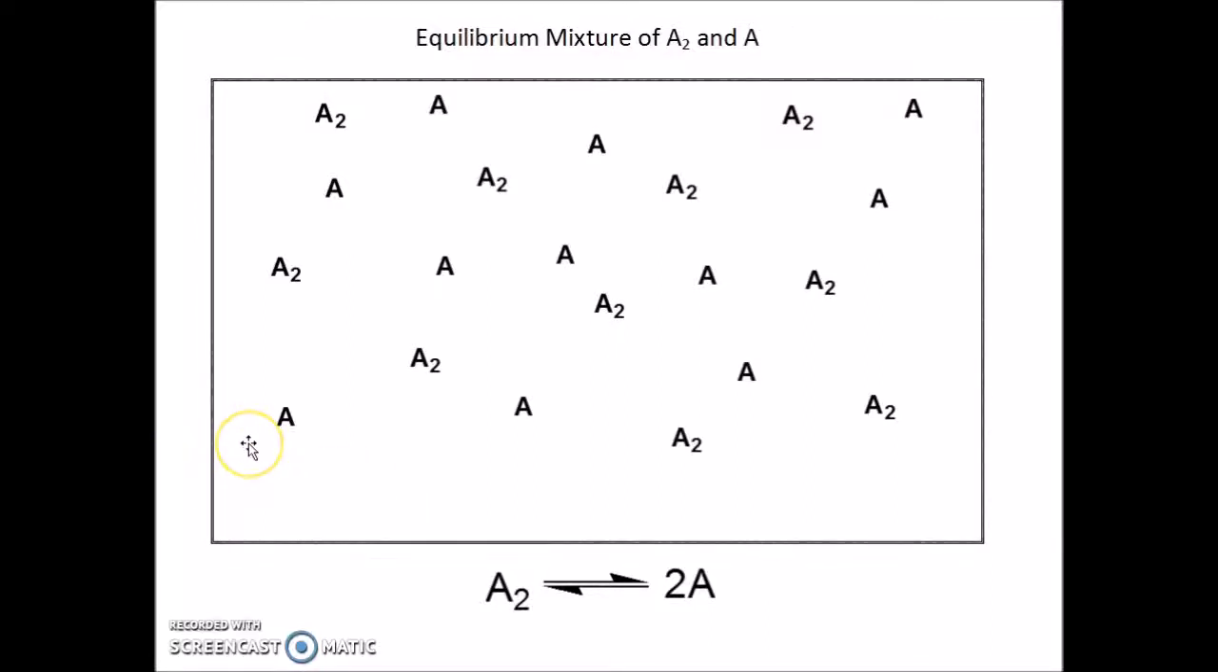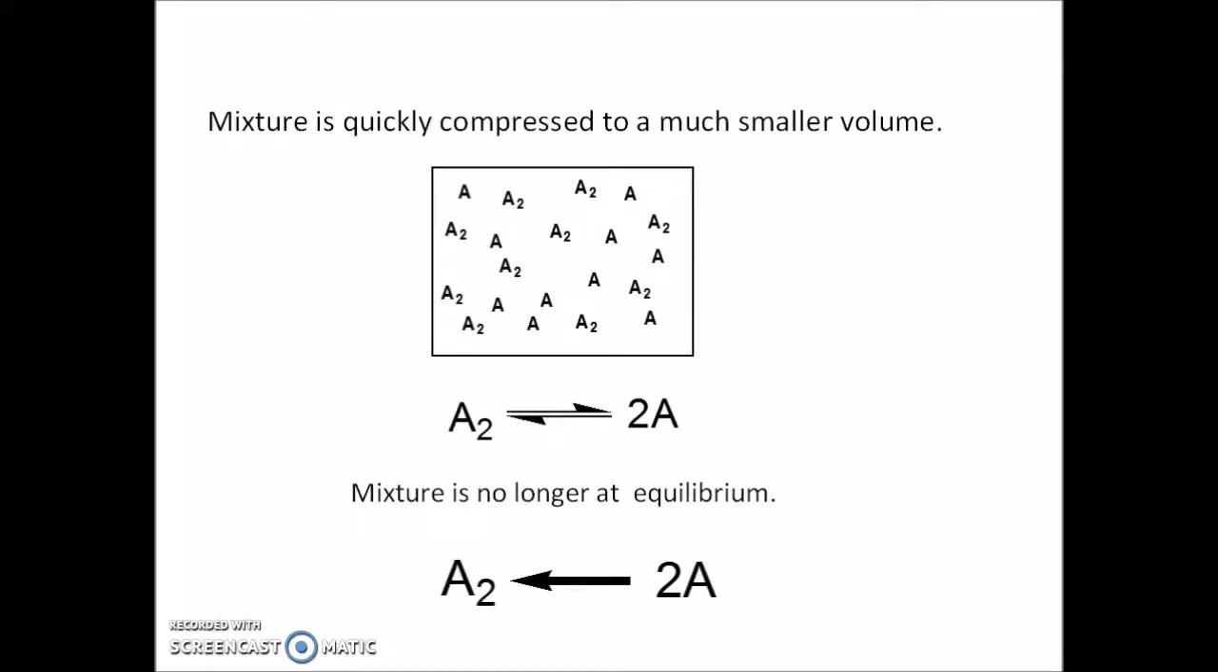All right, now let's suppose we suddenly make the volume much smaller, keep all these molecules in a much smaller volume by applying a pressure. There were 20 molecules to start with. There's still 20, 10 and 10, before it has a chance to readjust. And it's no longer at equilibrium once we do that. And so it's going to shift in such a direction as to partially undo the effect of the stress.